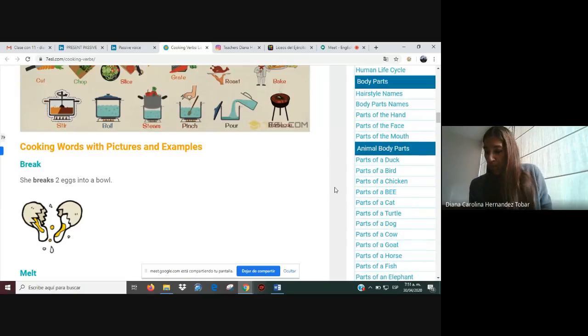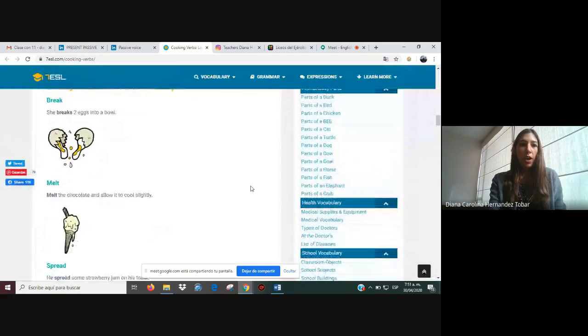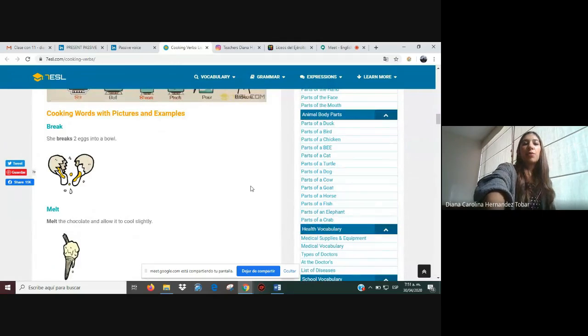So, Ronald, could you please activate your microphone? And you are going to choose one of these. If you take a look at the 2 verbs, break and melt, you have there some examples, but you're going to say it in passive voice. So how would you change this sentence, or how could you give me an example with a different sentence, but using the verb melt or the verb break in passive voice? How would you do it?